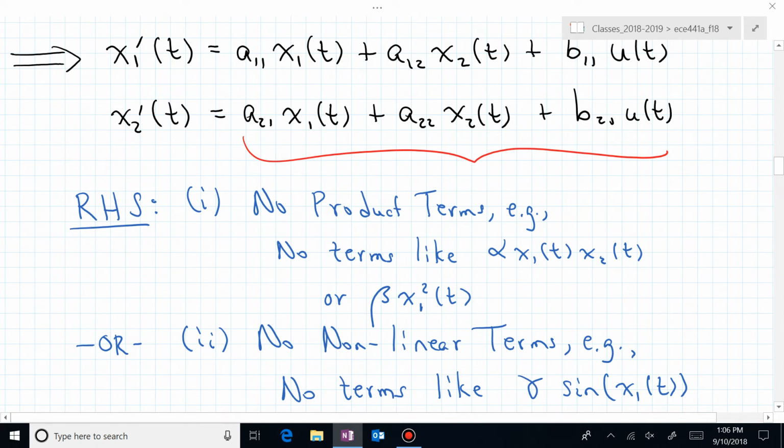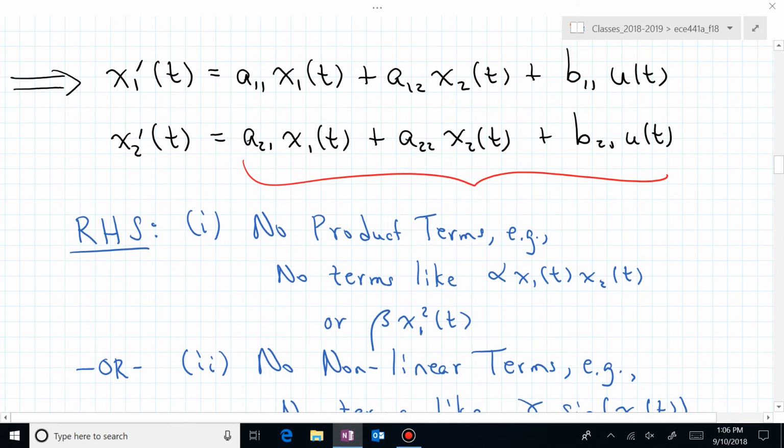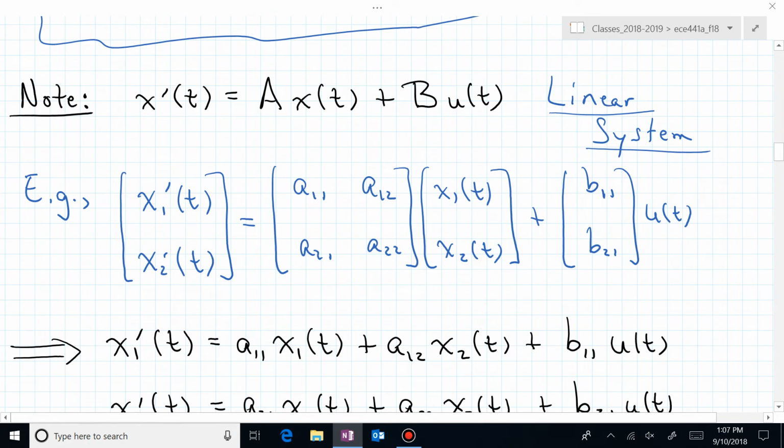You don't see any product terms, and you don't see any nonlinear terms, nothing that looks like sine of x1 or square root of x sub 2. Those are not present on the right hand side, and for that reason we have a linear system when we have x prime equal Ax plus Bu. And that's really the kind of system we want to be dealing with in this class.